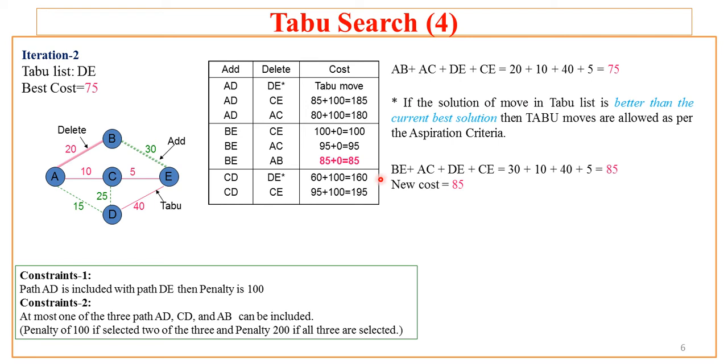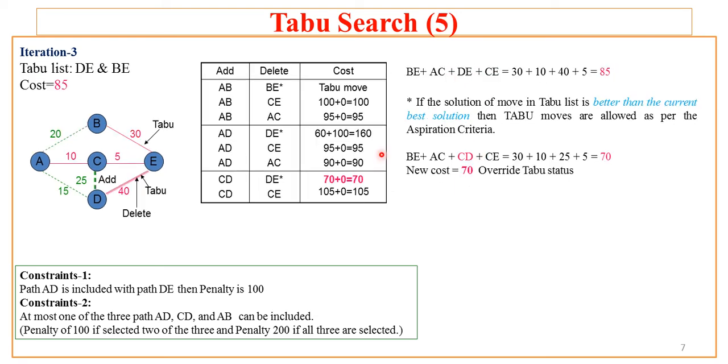But with this current new solution, the other possibilities are tried and it is checked whether a better solution is possible or not with respect to the current best solution, which is AB plus AC plus DE plus CE. Now we'll see that in the next slide.